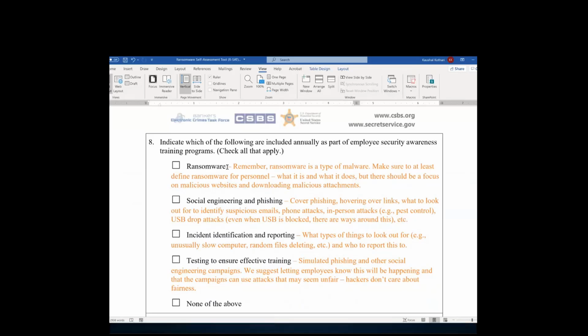Ransomware is the first. Is there some discussion of ransomware during employee security awareness training? It's important to remember again here that ransomware is malware. So if you're talking about malware, you're covering ransomware. I really can't tell if they're just looking to make sure the word ransomware is included somewhere in there. We feel that at least your employees should know what ransomware is, that it is a type of malware, and then provide some definition of ransomware for that personnel. When we look at that board report that we're going to go through, you can take that definition out of there and just make sure that's conveyed to all of your staff. But there should be a focus on malicious websites and downloading malicious attachments.